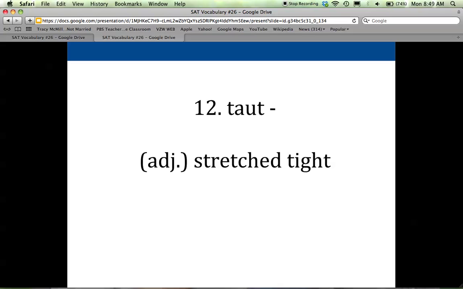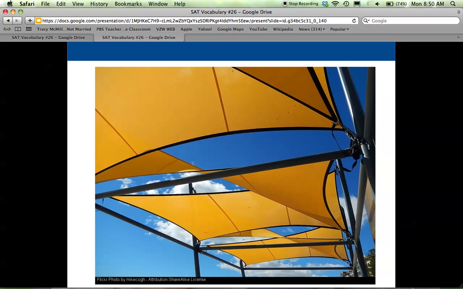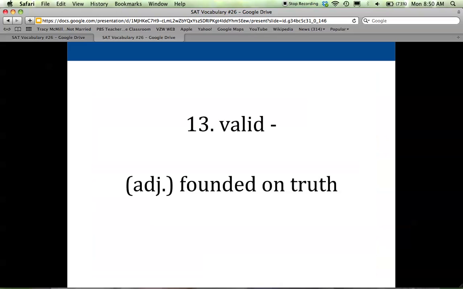12 is taut, and it describes anything that is stretched tight. When I think about taut, I think about materials and fabric. So, if you ever see a real drum that has an animal skin over it, the skin on top has to be really taut. Otherwise, when you hit the top of the drum, it's not really going to make much of a sound. And the same thing if you're out doing some kind of skydiving, you want that material to be really taut, catching the air and keeping you balanced so that you have some equilibrium as you're flying through the sky.